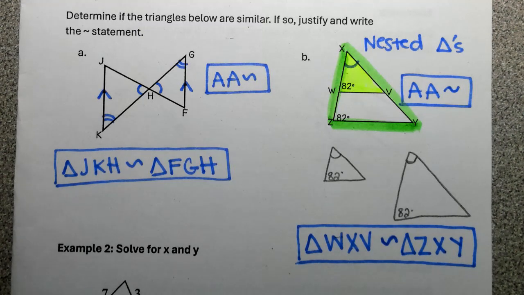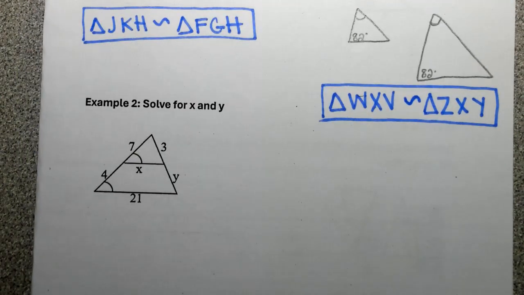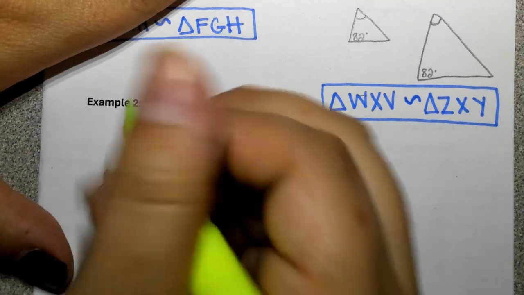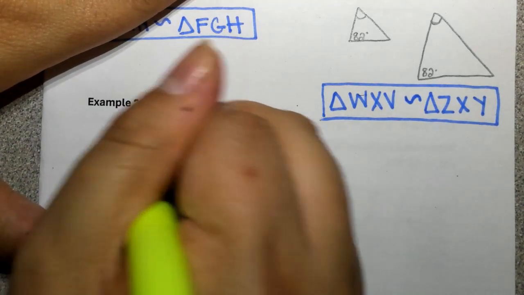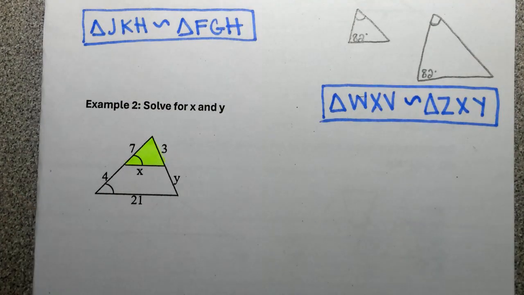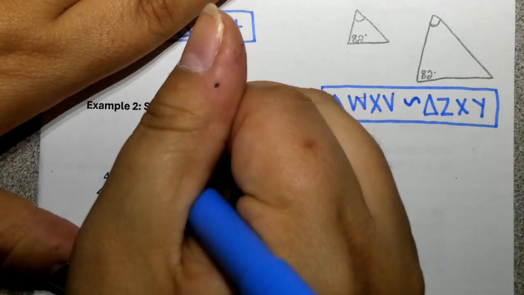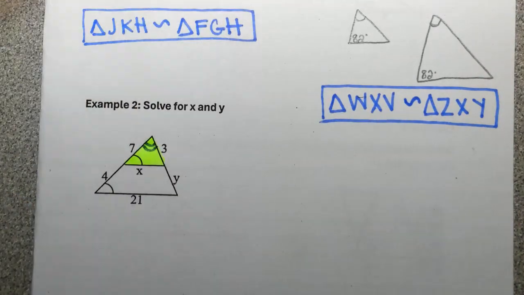Can I change this? Alright. Next, do you agree we have another set of nested triangles? Yeah. So what can I add to the picture? I can add that little angle up top. I can add two arches. I'm going to add two arches up top.